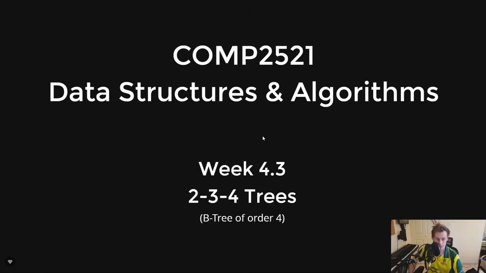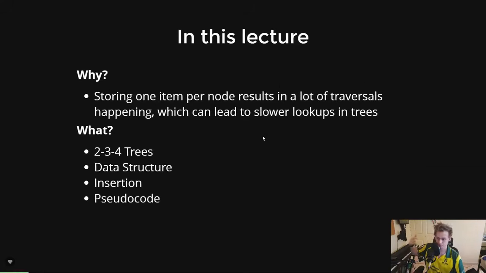But we're talking about 234 trees, and the reason that this tree is interesting to us is because a normal binary search tree, as you know, is like node, two children, and it kind of ripples out like that. One of the problems is that a lot of the cost of traversing a tree comes from essentially how deep the tree is.